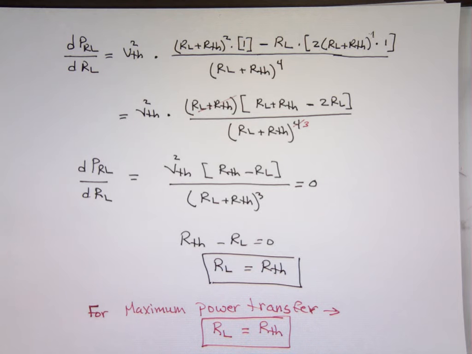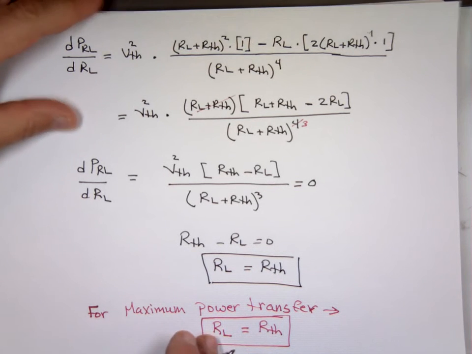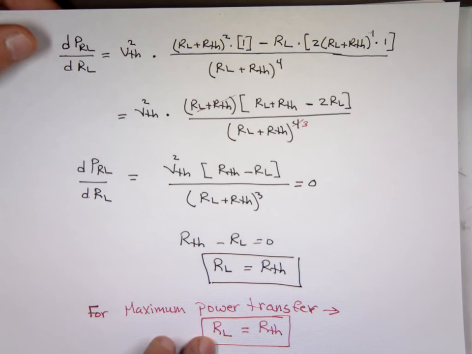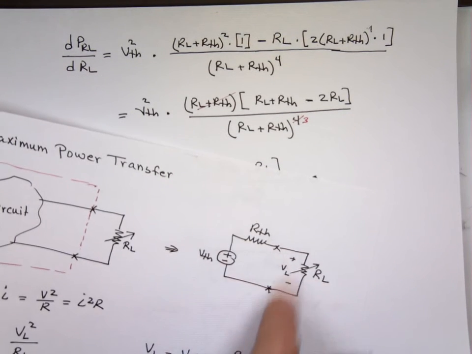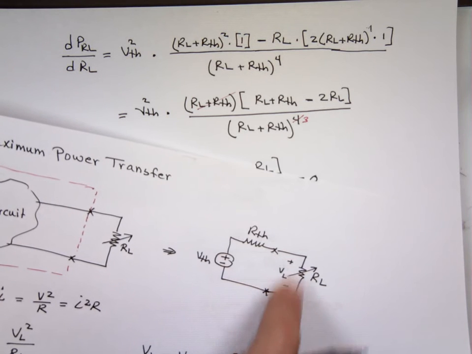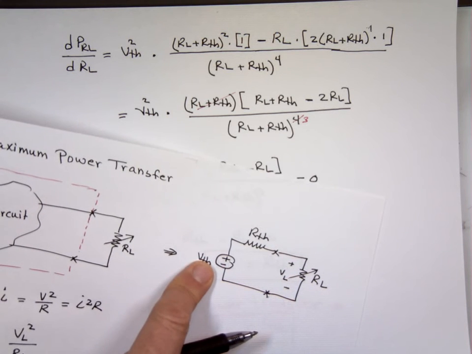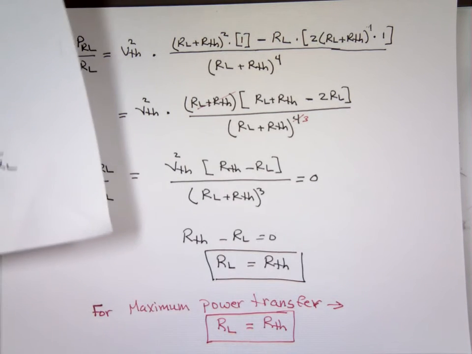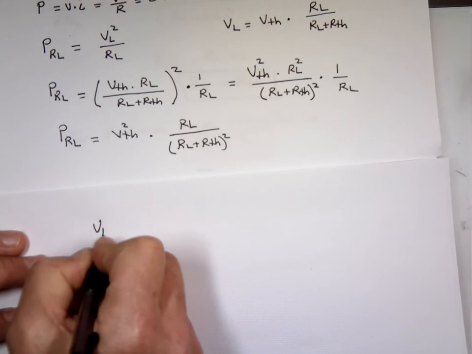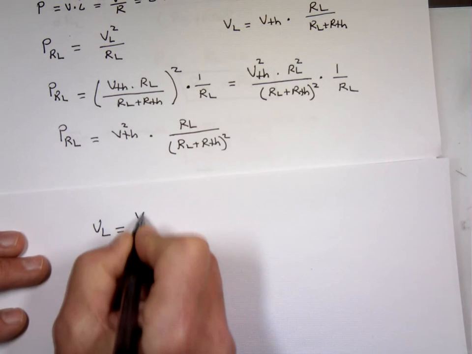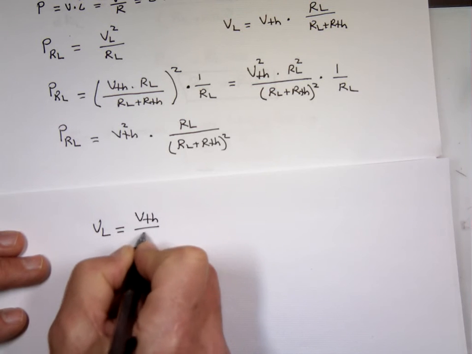So if that's the case, then what is the voltage going to be? Remember, if these resistors are equal, what's VL going to be? Half of that number, right? Because they are equal resistors. So then in that case, VL will be V Thevenin divided by 2.